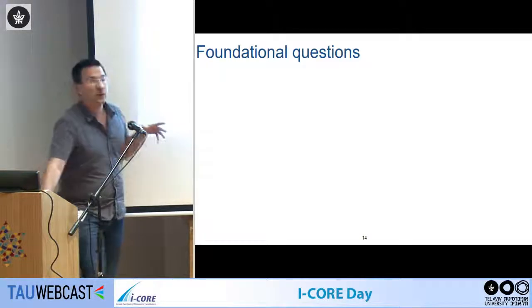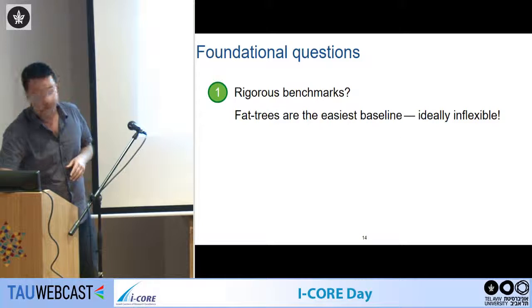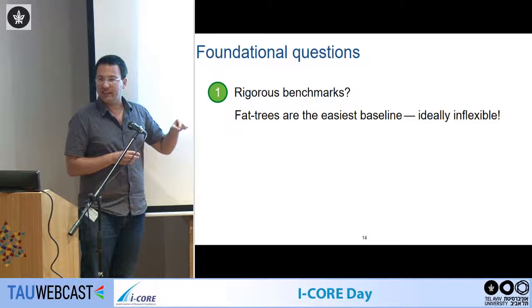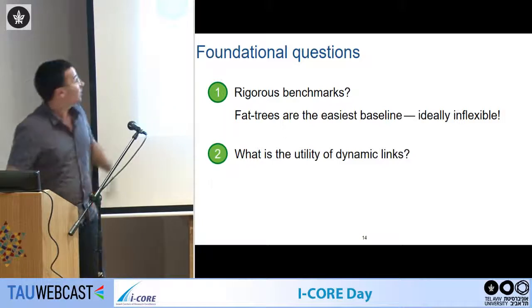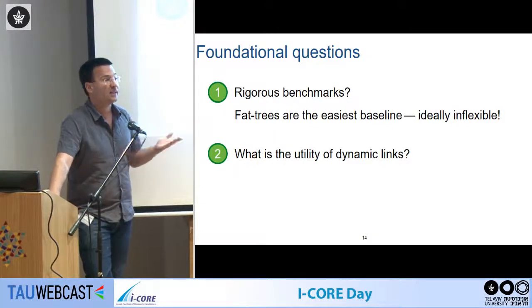And two foundational questions that we wanted to explore were, one, what rigorous benchmark should we be using? In the sense that fat trees seem like the easiest static topology to pick on. They're ideally inflexible. And the second is, what is the utility that can be derived from dynamically moving links?